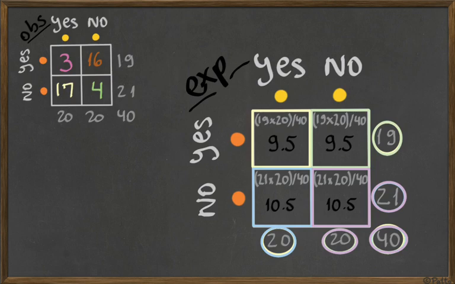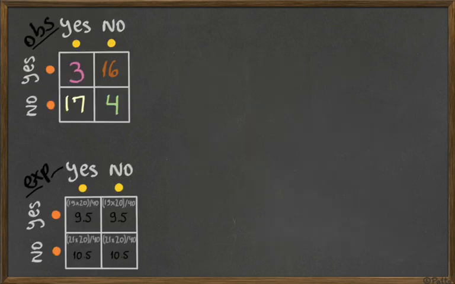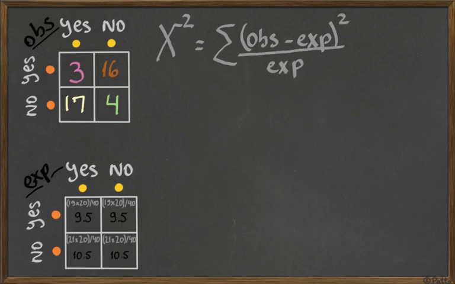So how do I compare to see if these numbers here, the observed values, are matching these numbers here, the expected values? For that, I do a chi-square. The chi-square compares the observed and the expected. The formula for the chi-square is the sum of the observed minus the expected, to the power of 2, divided by the expected. So let me show you this with an example.